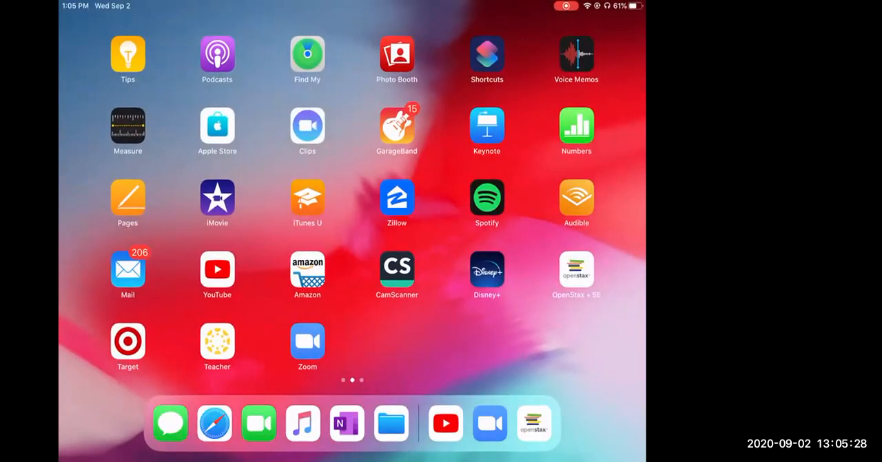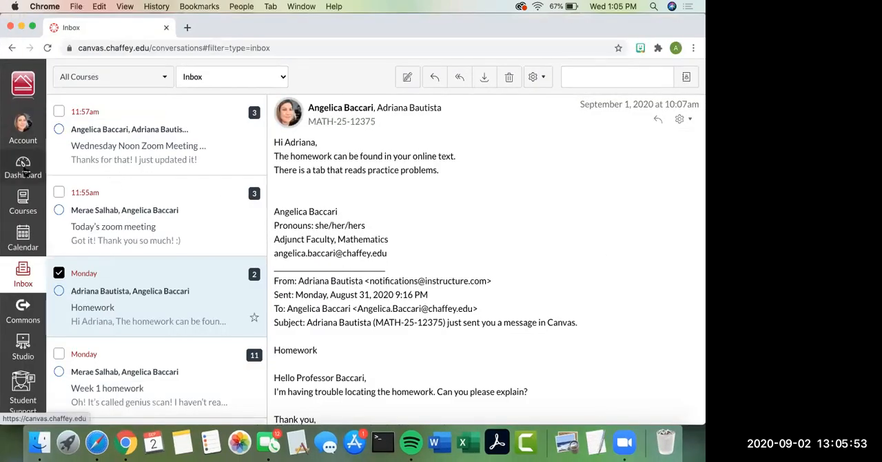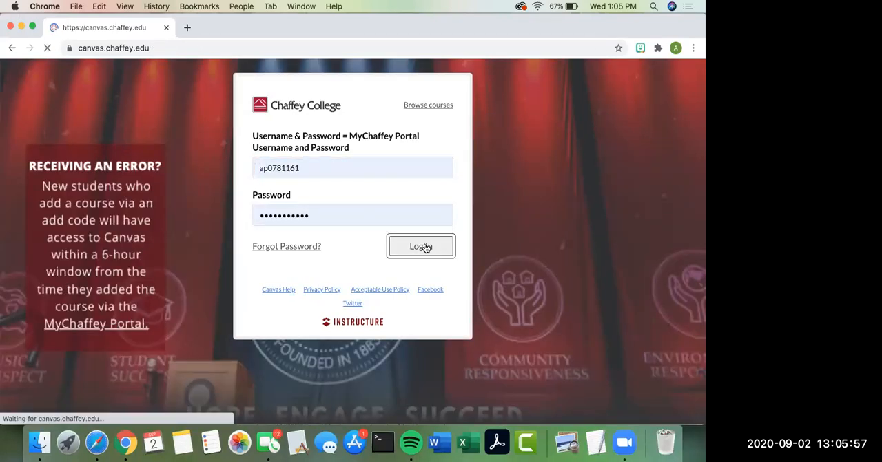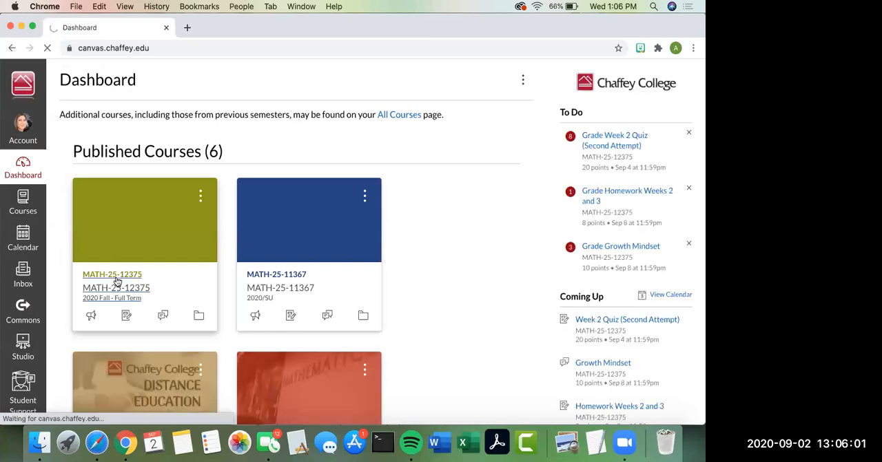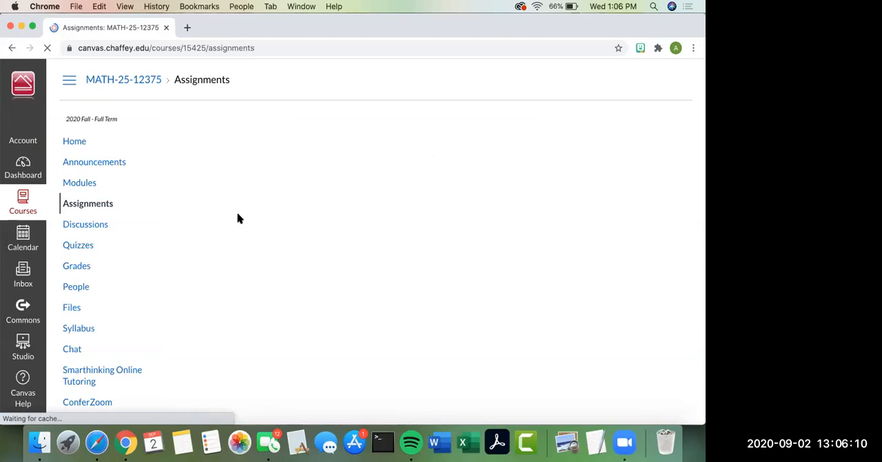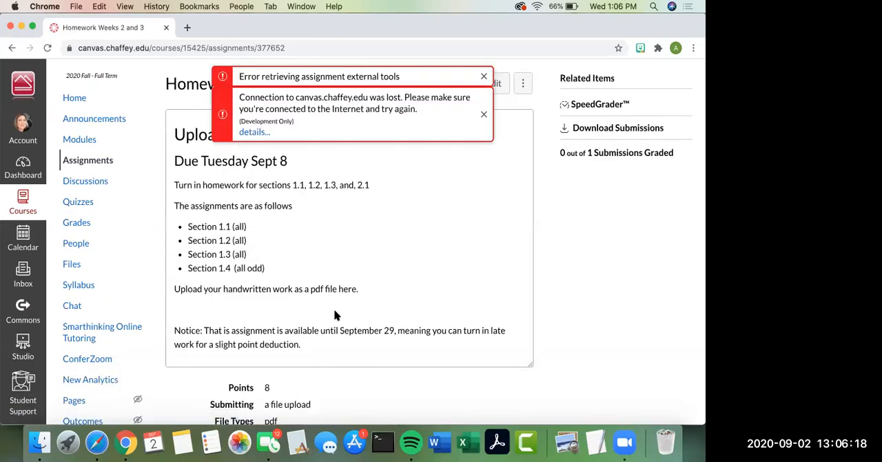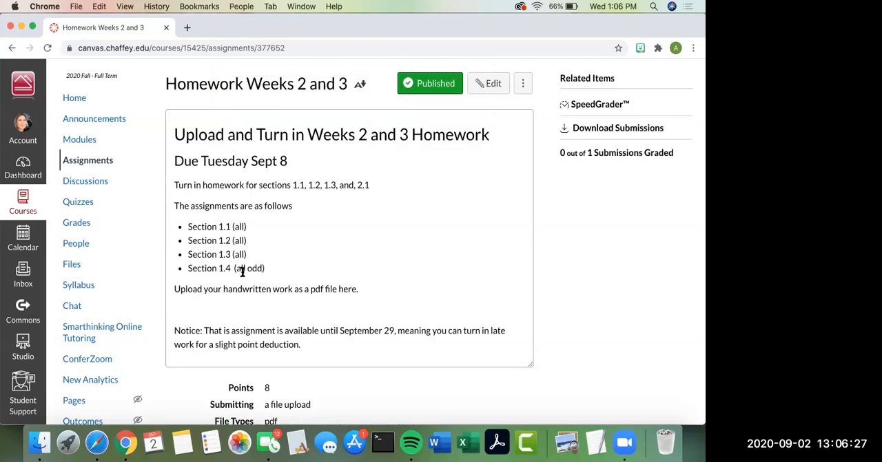Let me stop screen sharing for a moment. Okay, now let me share my screen, not my iPad. So before we started, one of your classmates mentioned that in your chapter 1 homework, I failed to list section 1.4. So I want to let you know that I added that 1.4 to your assignment. If you check out your chapter 1 homework or weeks 2 and 3 homework, you have chapter 1, so 1.1, 1.2, 1.3, and that 1.4. 1.4 is just the odd problems, so all of the odds.